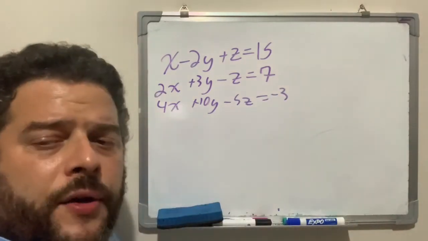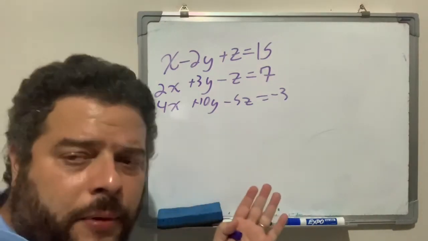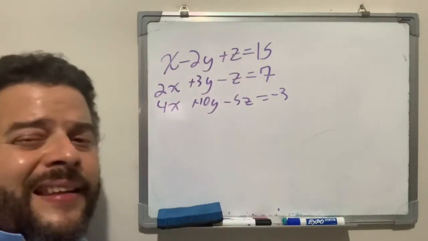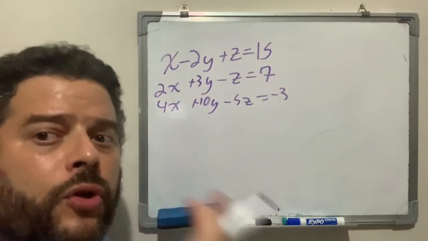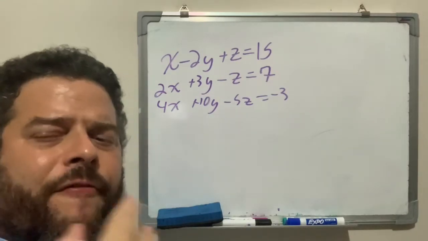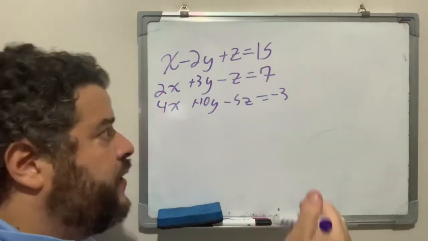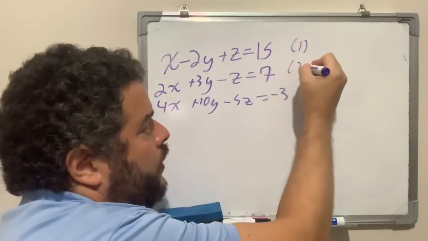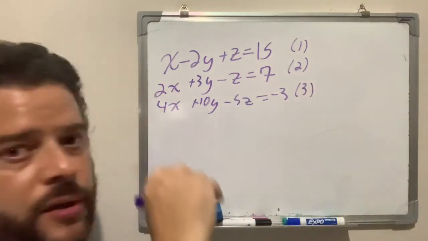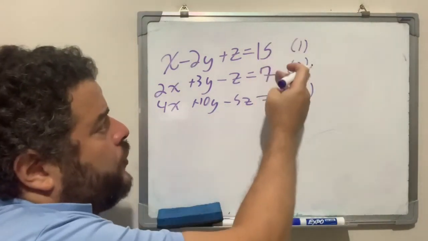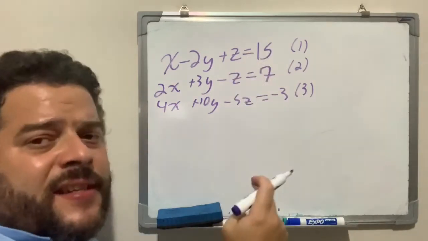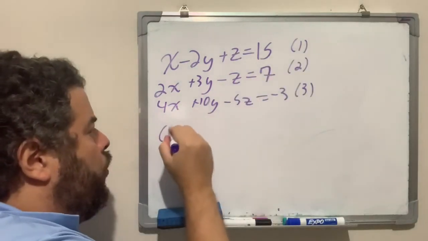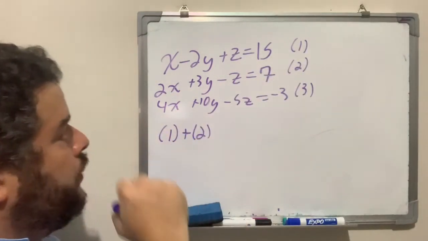Now, what you want to do here is you have a 3 variable system. You're going to have to actually use different lines to end up with two variable systems. Let's go ahead and find the first 2 variable system. Let's give them numbers. This is equation number 1, this is equation number 2, this is equation number 3. If I add 1 and 2, I'm already removing the z, because these two z's cancel out. So I'm going to add line 1 plus line 2.